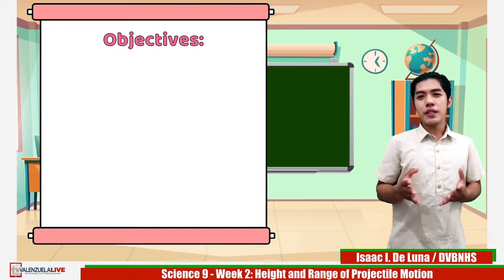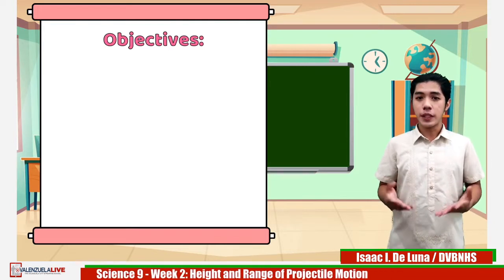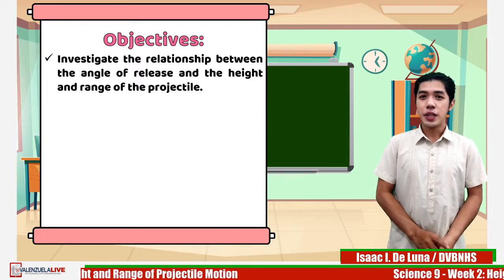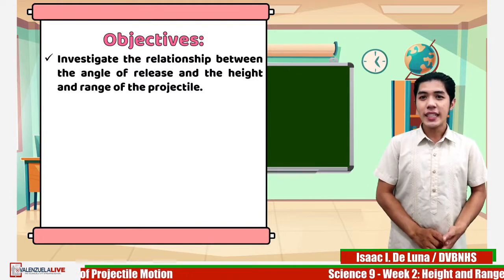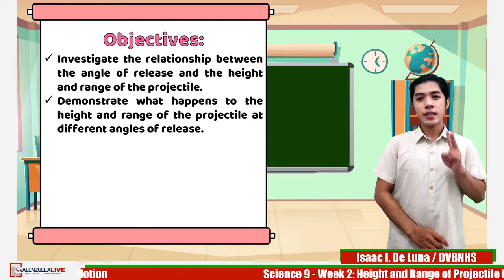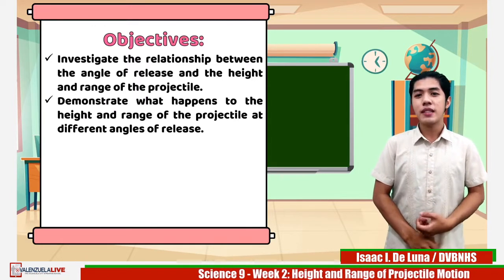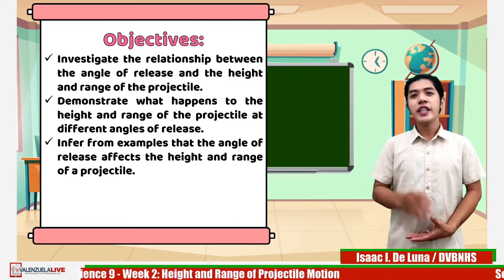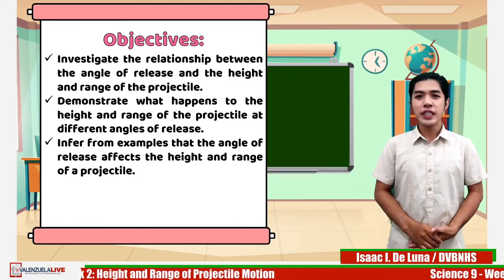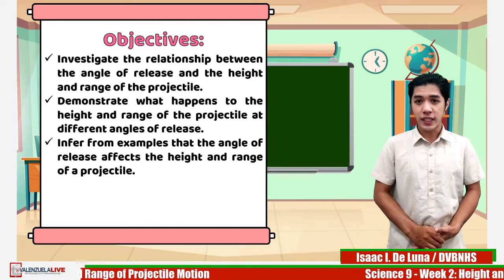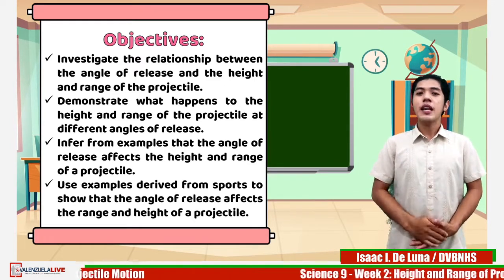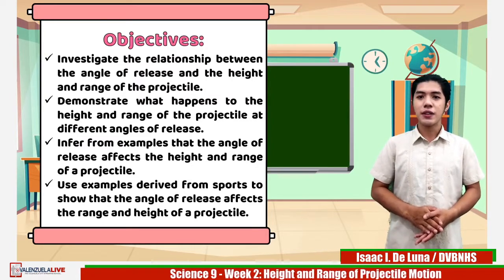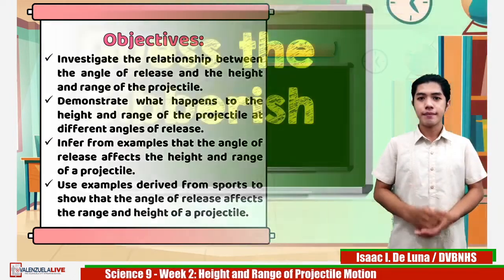Here are our objectives based on the most essential learning competencies crafted by the Department of Education. First, investigate the relationship between the angle of release and the height and range of the projectile. Second, demonstrate what happens to the height and range of projectile at different angles of release. Third, infer from examples that the angle of release affects the height and range of a projectile. And last, use examples derived from sports to show that the angle of release affects the range and height of a projectile.